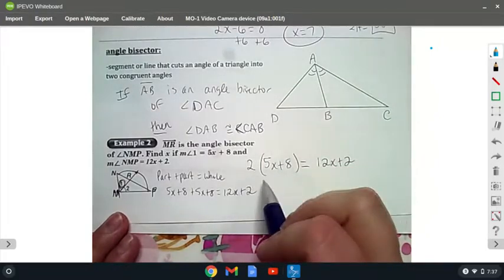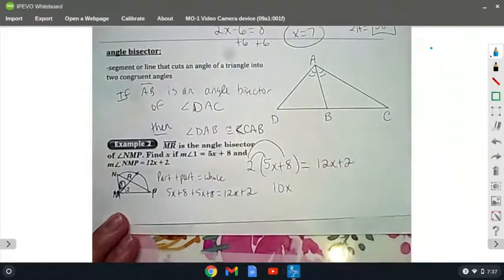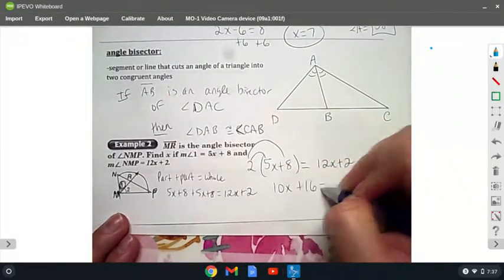Okay. If you do it this way, you need to distribute that 2. So 2 times 5x is 10x. 2 times 8 is 16.